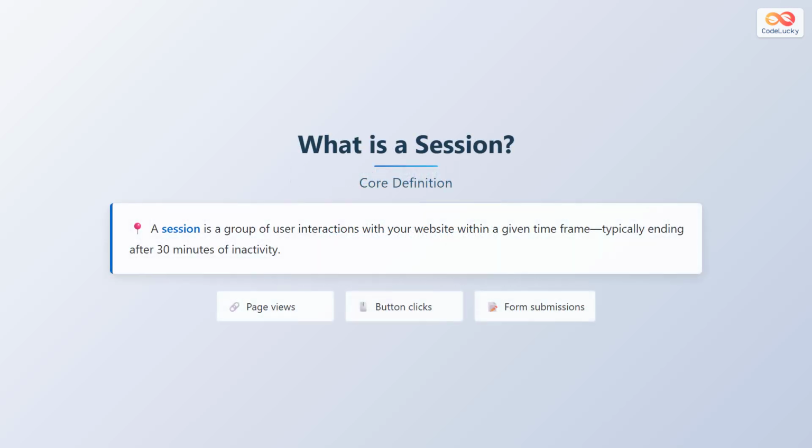A session is a group of user interactions with your website within a given time frame. Typically, a session ends after 30 minutes of inactivity. During a single session, a visitor might perform various actions such as viewing multiple pages, clicking buttons, or submitting forms. Think of it as one visit to your website, starting from when someone arrives and ending when they leave or become inactive.